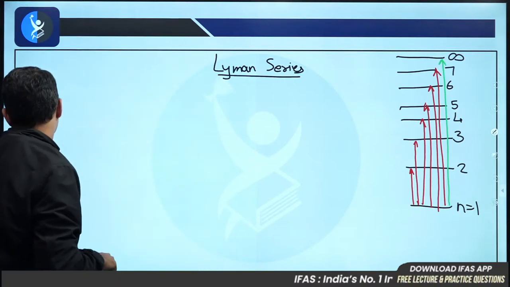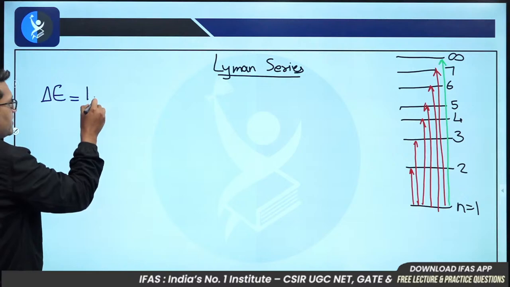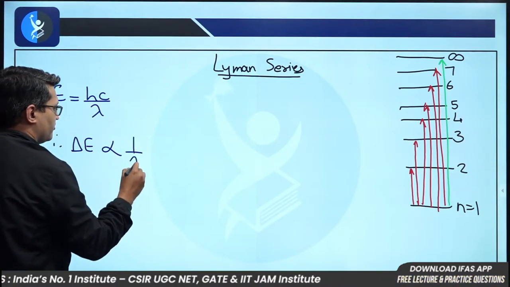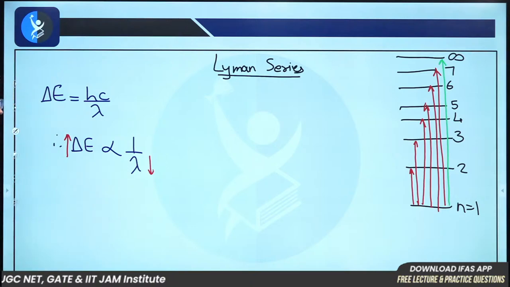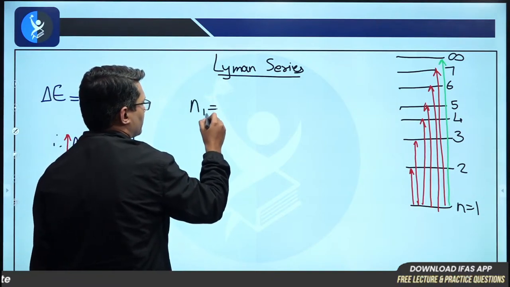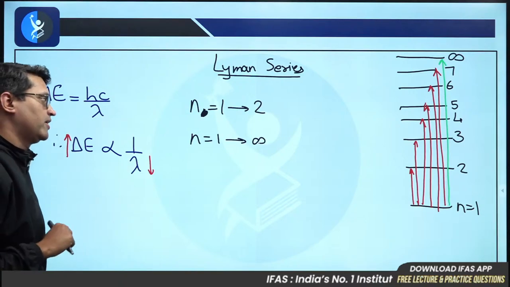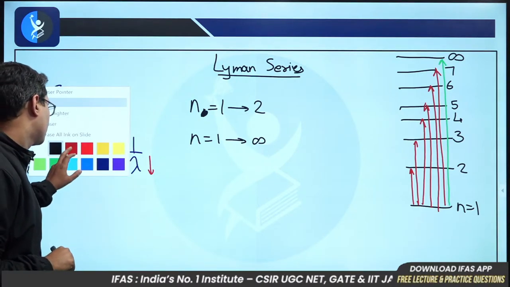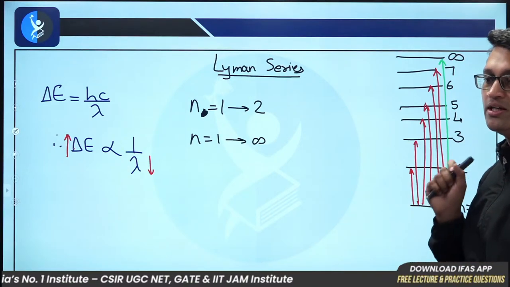Now, one thing that you should remember in all of these cases is that energy, delta E, is hc upon lambda. Therefore, delta E is inversely proportional to wavelength, meaning higher is the energy, lower is the wavelength. So suppose I give you two transitions, n equal to 1 to 2 and n equal to 1 to infinity. Listen to the question carefully. Which of these two transitions is going to be the higher wavelength transition? See if you can tell me this.